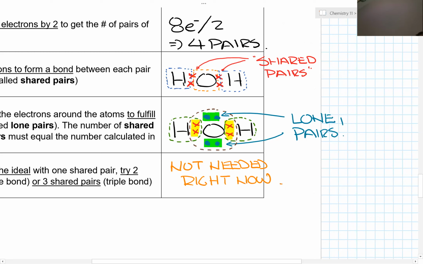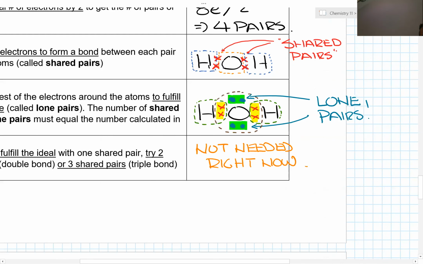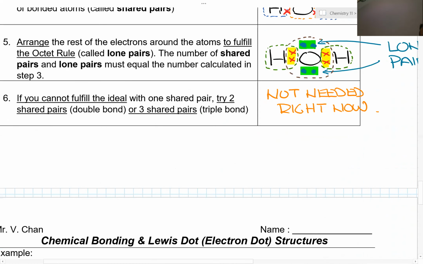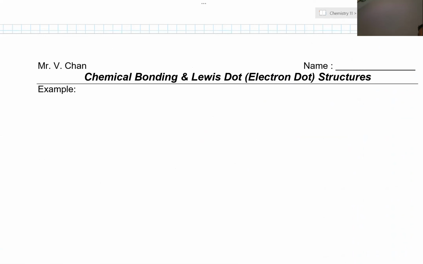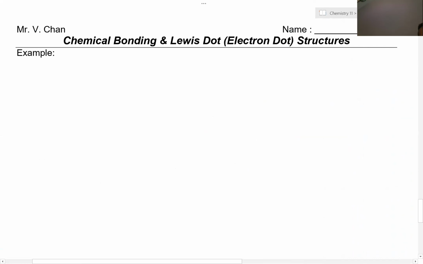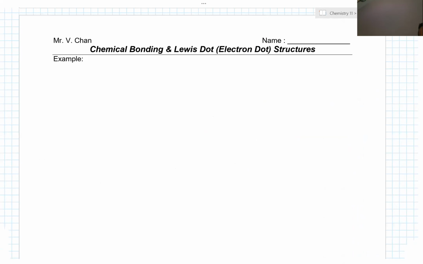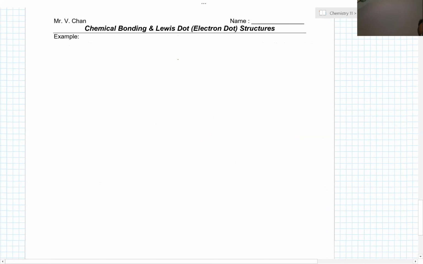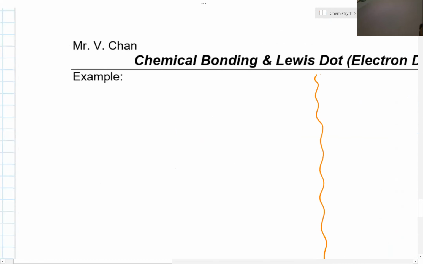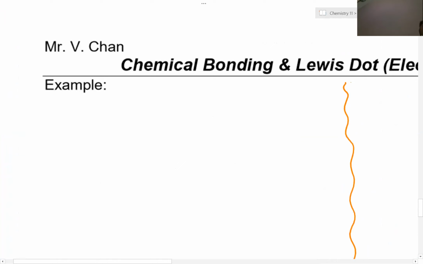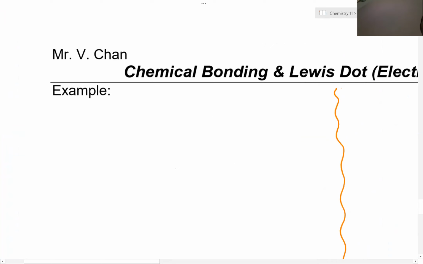But don't worry, we will get to it. Now, what I want to do is go over a couple of examples right now. So on your second page, I'm just going to split it in half. Let's say, for example, I have something like, let's do NH4 plus 1.